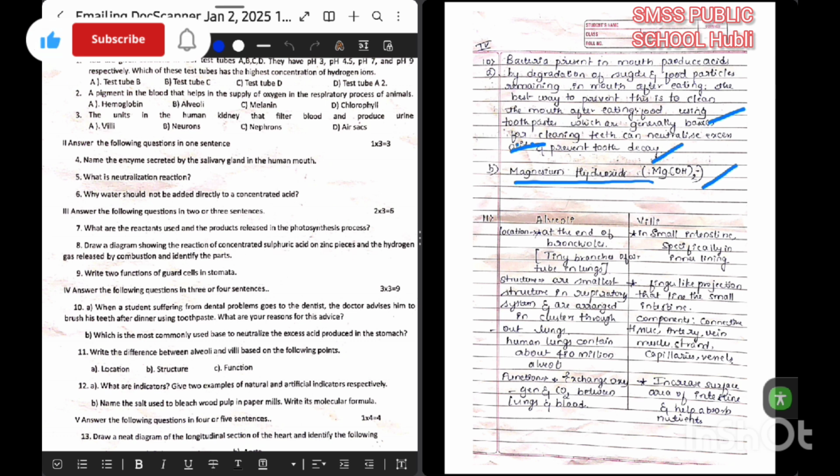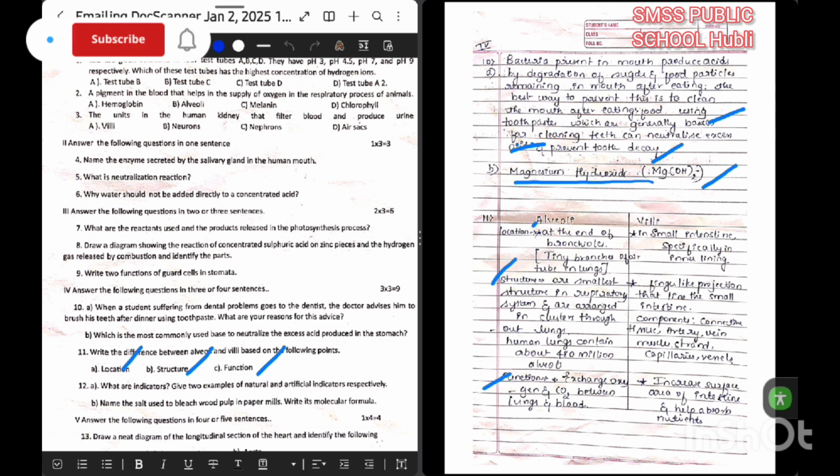And in question number 11, write the difference between the alveoli and the villi based on the following points: location, structure and function. Based on these points, we have to distinguish the alveoli and the villi, how they are different in location, structure as well as function.